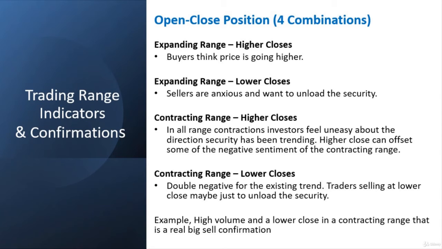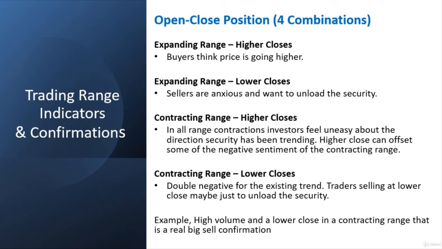By the same token, you can look at a contracting range in high and low. In a contracting range, they're getting narrower, not as big a width between the low and the high, but there are higher closes in this contracting range. Then it might be indicating that investors are feeling uneasy about the direction the security has been trending, and the higher close can offset some of that negative sentiment of the contracting range. So there might be a little unease. The range is contracting, but there might not necessarily be a reversal. They're offsetting a little bit here.